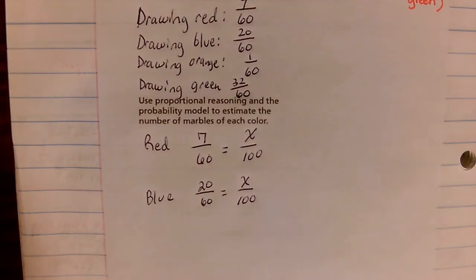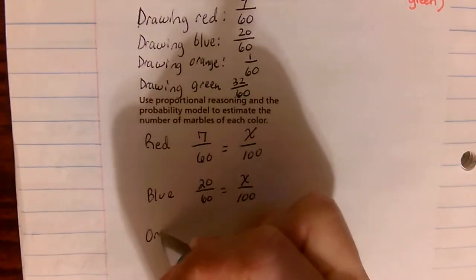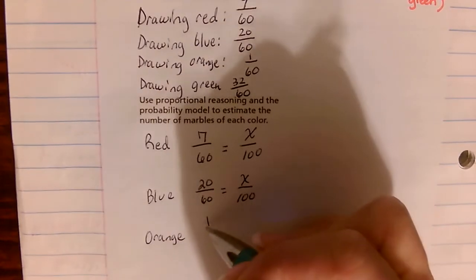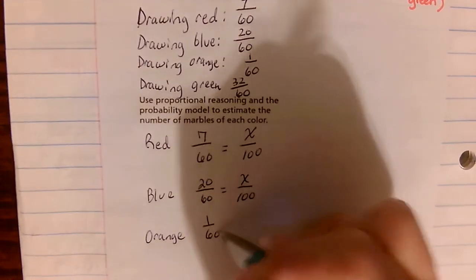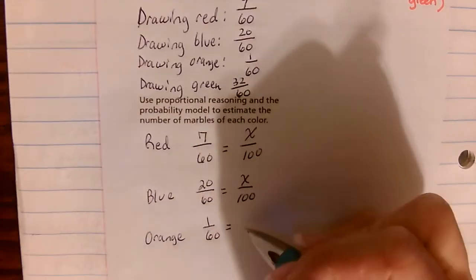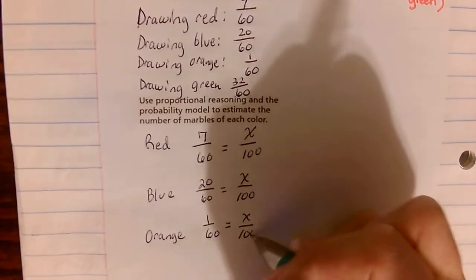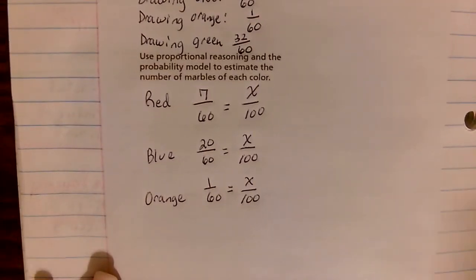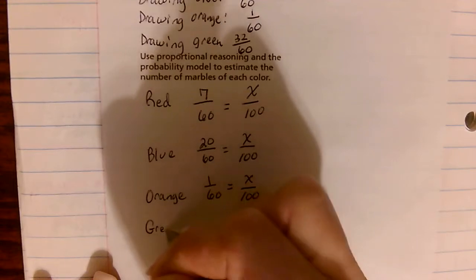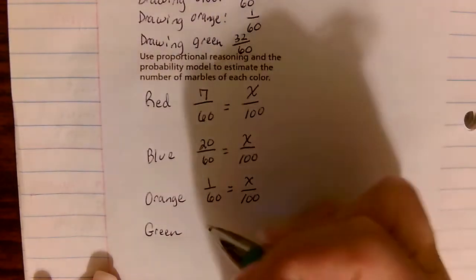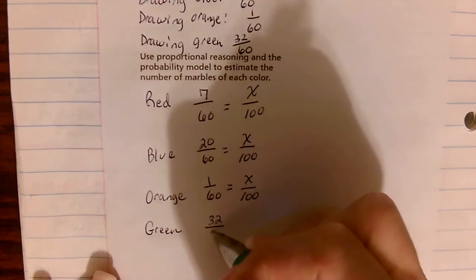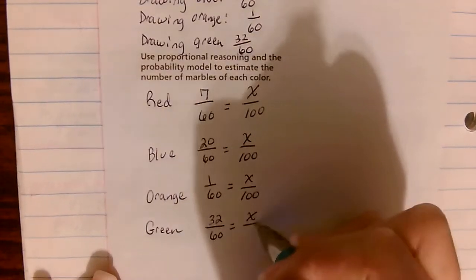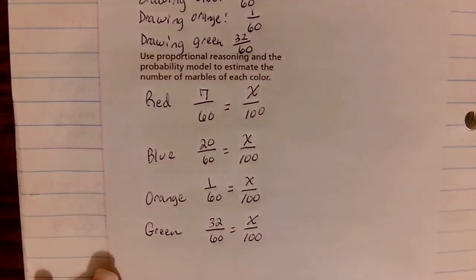Your proportion for orange would be 1 out of 60 equals x over 100, right? And your proportion for green, that would be 32 out of 60 equals x over 100.